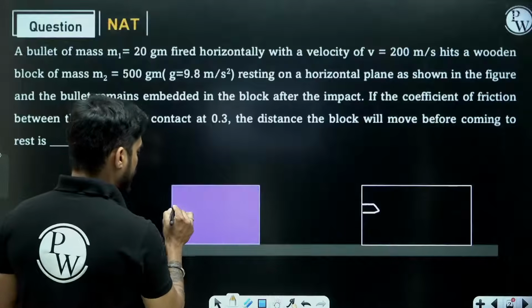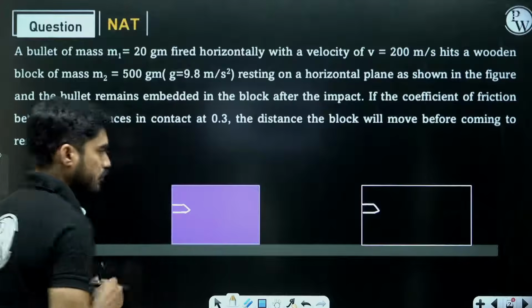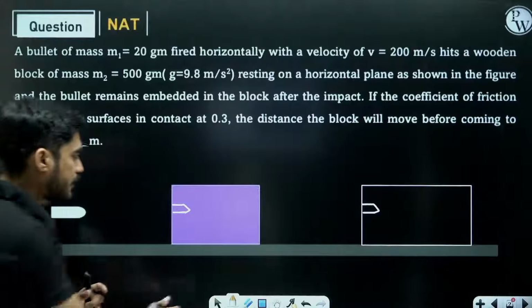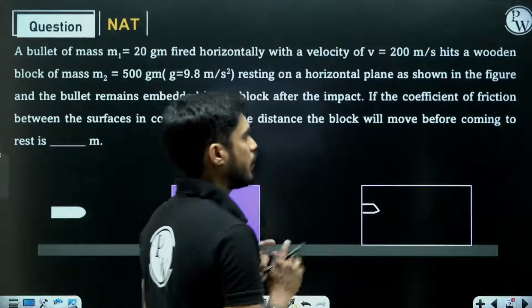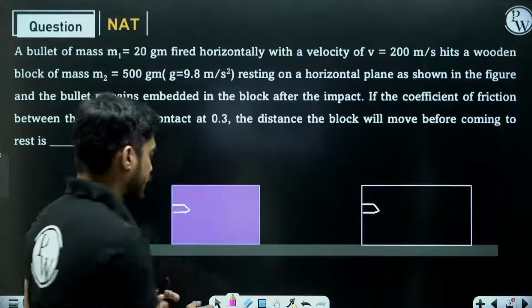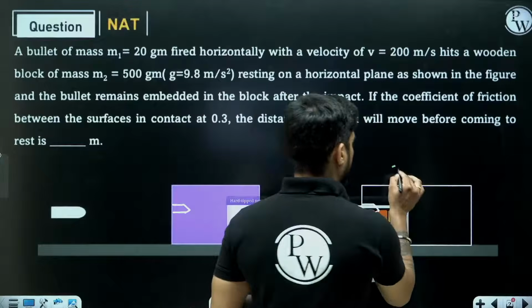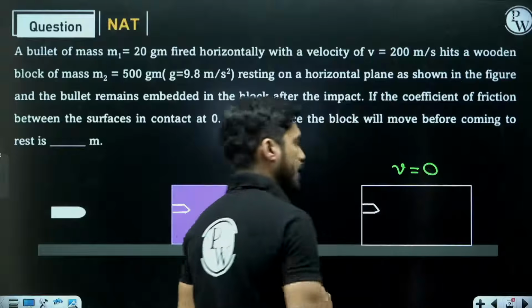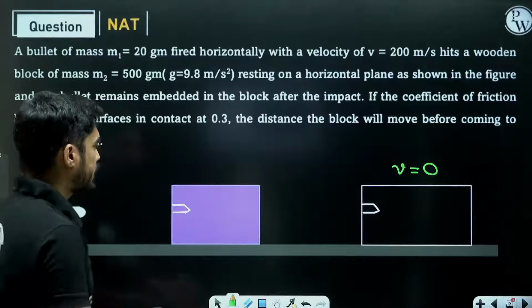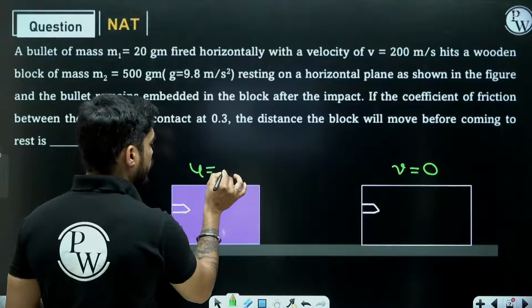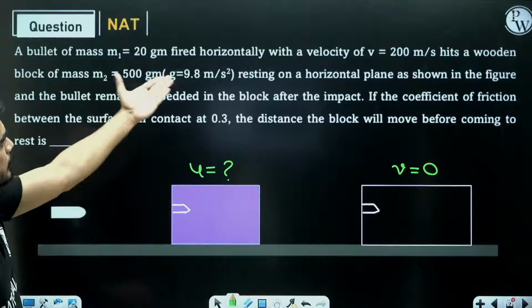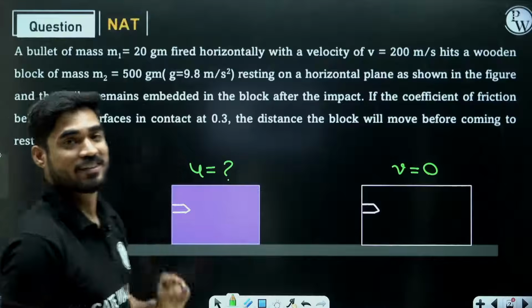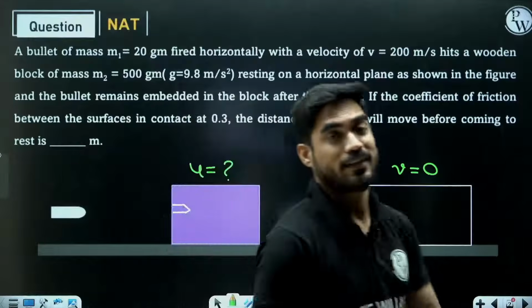Okay, now understand. We know that they are saying before coming to rest, so the velocity at this point is 0, right? But what is the velocity at this point? Do you understand what I am saying? You will say, sir, the velocity will be 200 meter per second. No, that is the velocity of the bullet.